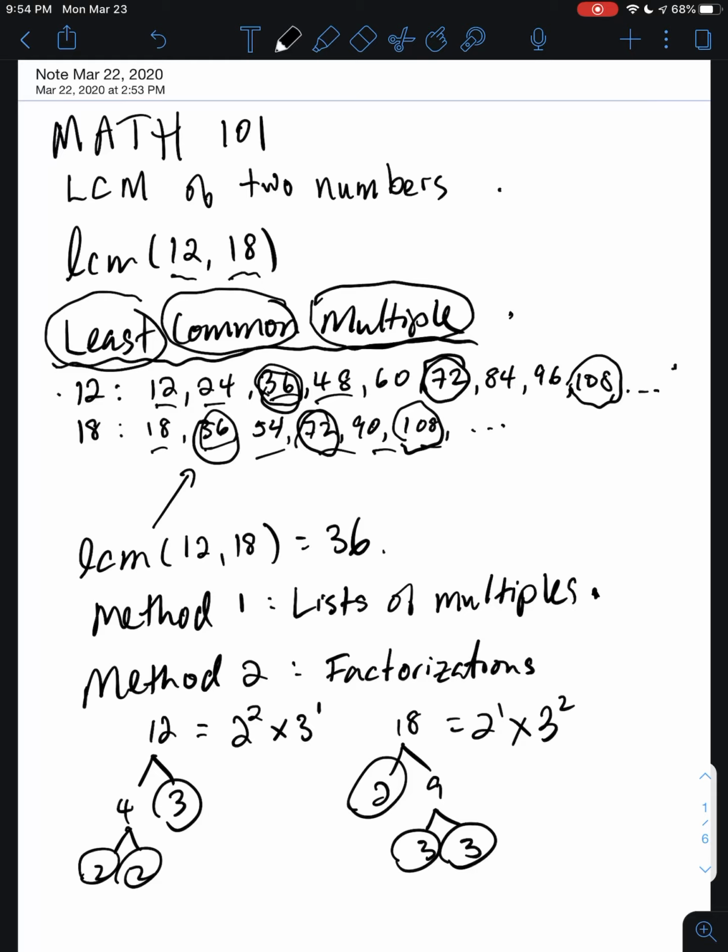And one quick way to make a list of multiples of 12 is just by skip counting. So I start with 12, and I add 12 each time. So 12 plus 12 is 24. Add 12 again, I get 36. 12 again, I get 48. 12 again, I get 60. And then I keep adding 12, 72, 84, 96, 108, and so on.